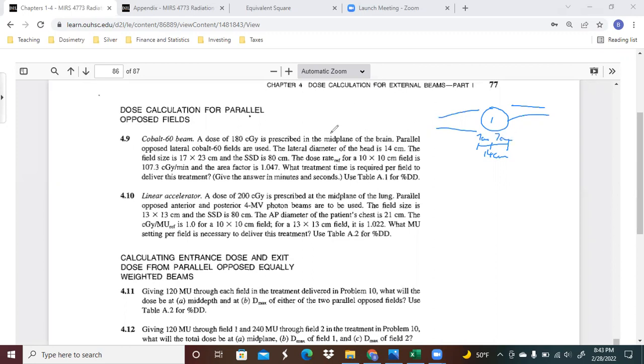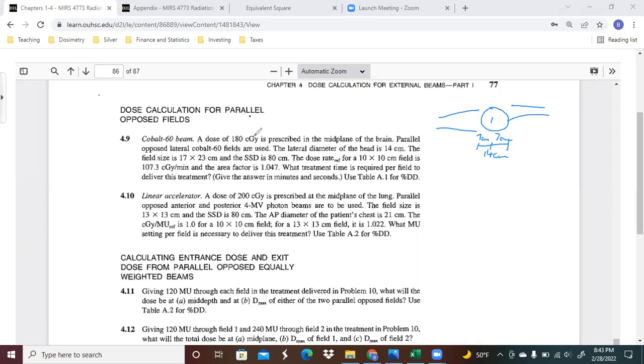Now, the field size is going to be a 17 by 23, and the SSD is going to be 80. The dose rate for a 10 by 10 field is going to be 107.3 cGy per minute, and the area factor is going to be 1.047. In other words, this is the dose rate we would see if we just had a 10 by 10, but since we have a 17 by 23, this is what we're going to end up seeing. So what's the treatment time required to deliver this treatment?